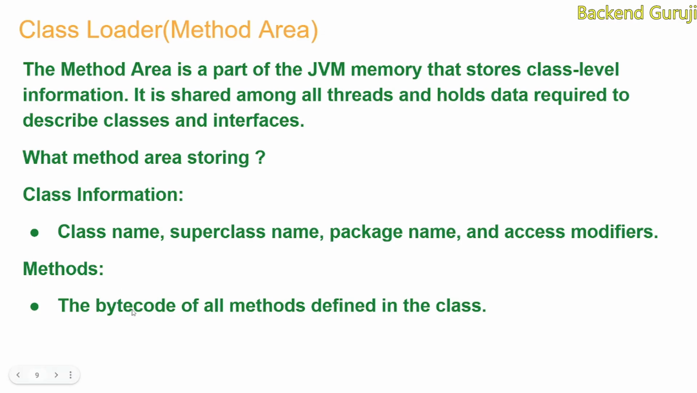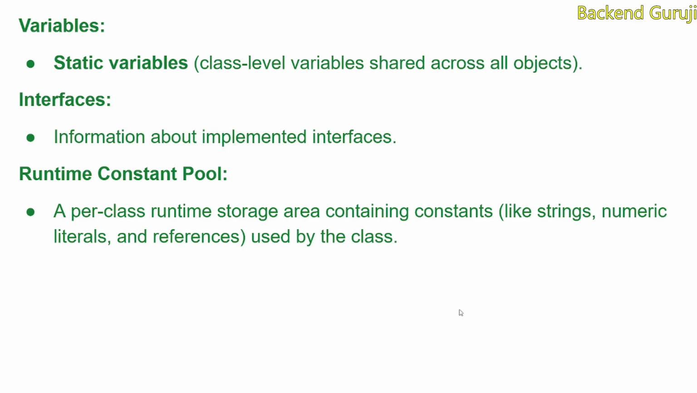And methods, the bytecode of all methods defined in the class. Variables, static variables, class level variables shared across all objects, are also stored in method area. Interfaces, information about implemented interfaces, and the runtime constant pool, a per class runtime storage area containing constants like string and numeric literals, and references used by the class.